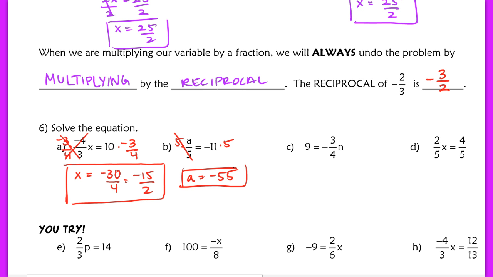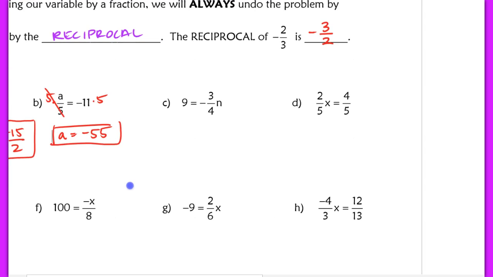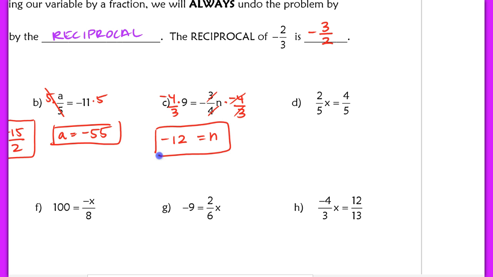In 6c, here I have the variable on the right-hand side, and I've got this negative 3/4 attached to it. So I'm going to multiply by the reciprocal, negative 4/3. I do that on both sides. This is going to cancel here. That entire fraction leaves me with a positive 9 equals, on the left-hand side, negative 4/3. Make sure you put that in your calculator, multiply by 9, and you're going to get negative 12. As long as you input that fraction correctly, you should get negative 12 here.